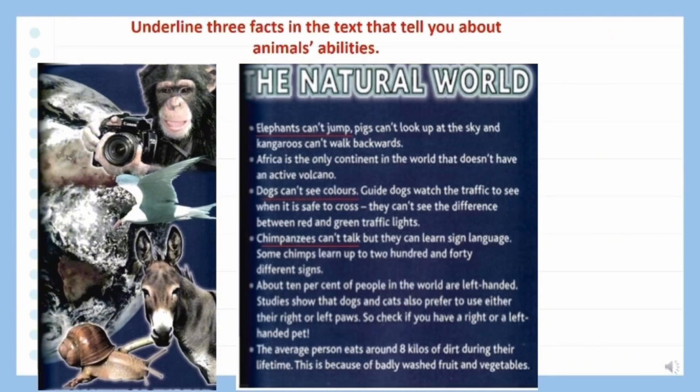Elephants can't jump. Pigs can't look up at the sky. And kangaroos can't walk backwards. Dogs can't see colors. Chimpanzees can learn sign language. Excellent! Those are all facts about animals' abilities.